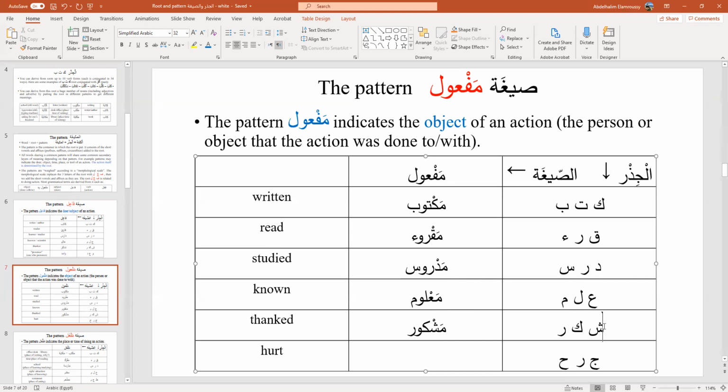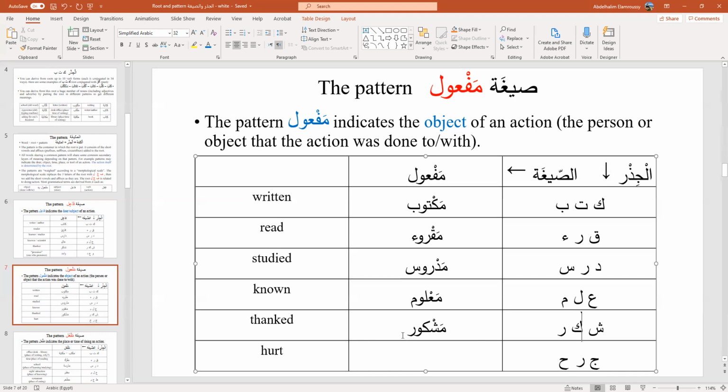And the same steps will follow to put the shin kaf ra root, which has to do with thanking, in the pattern maf'ul. So again, we'll replace the fa with the first letter of the root, which is the shin. We'll replace the ayn with the second letter of the root, which is the kaf. We'll replace the lam with the third letter of the root, which is the ra. And then everything else, the meem, the fatha, the sukun, the waw, will be added as they are. And the end result will be mashkur.